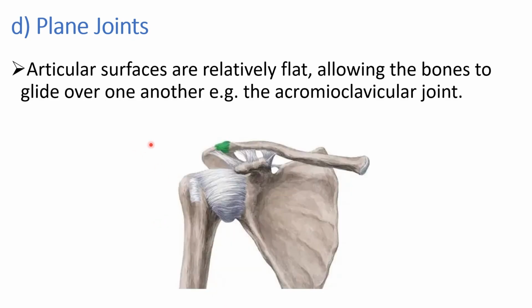Then we have plane joints. The articular surfaces are relatively flat, allowing the bones to glide over one another. Examples include the acromioclavicular joints, which we commonly refer to as the shoulder. So here's an example of the acromioclavicular joint, which is an example of a plane joint.